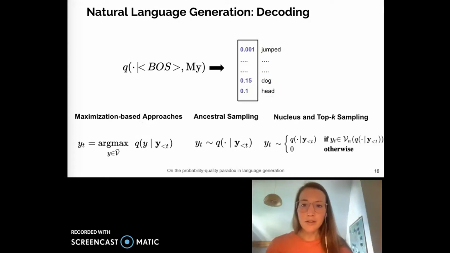Intuitively, we might think that under a well-trained model, the high probability text produced by maximization-based approaches would be superior in quality to stochastically generated text. But it turns out that in practice, there's a strange relationship between the likelihood of text and its perceived quality.